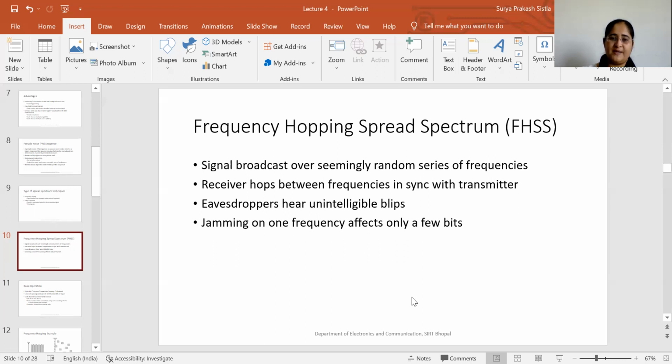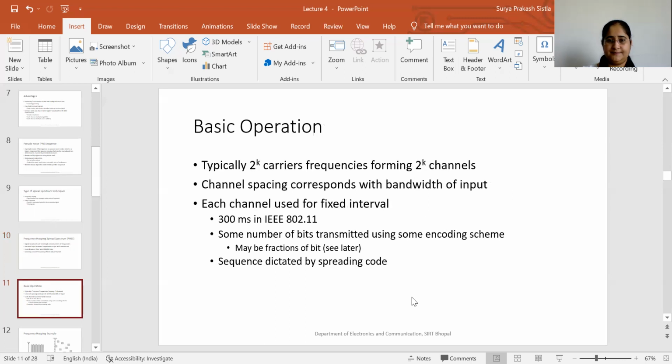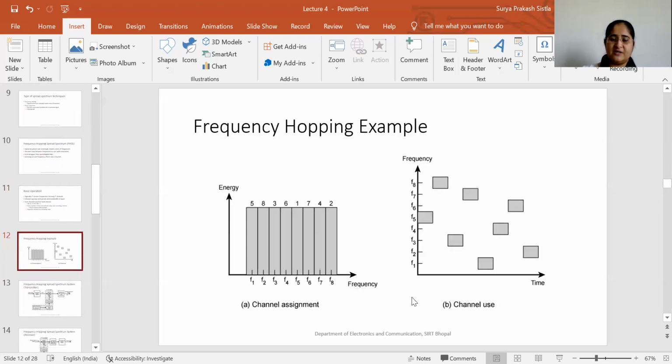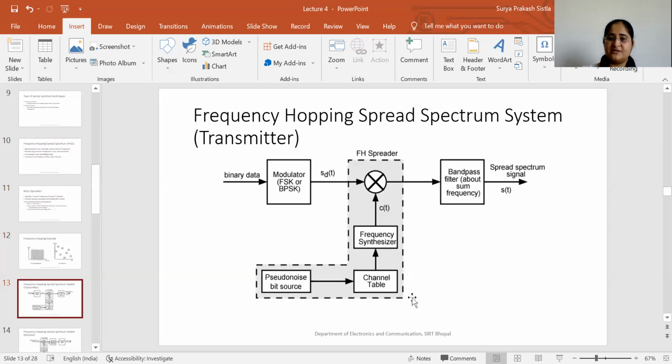In frequency hopping, an eavesdropper hears unintelligibly. Jamming on one frequency affects only a few bits, meaning there is very low probability of your signal getting errors. This is the basic operation. I will come to this slide later. First, we will see the transmitter and the receiver block diagram of the frequency hopping spread spectrum technique.